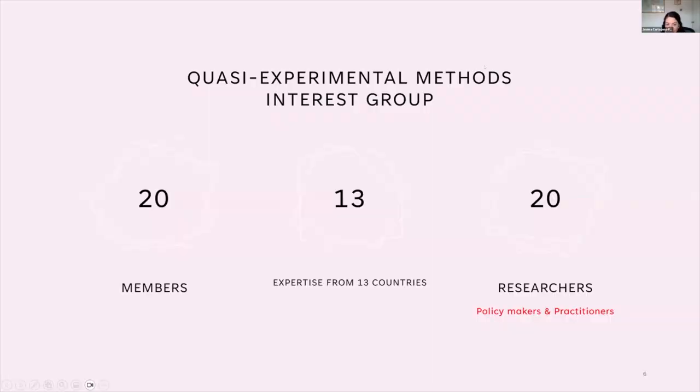So last time I looked at the website, this interest group had 20 members, and we had expertise from 13 countries, perhaps a bit more because some people have international expertise. And it happened to be that these 20 members are all researchers or academics. So I really want to emphasize that if there is any policymaker or practitioner in this call, or somebody you know who may be interested, please tell them that they will be more than welcome. It's very important for us to have this diversity.